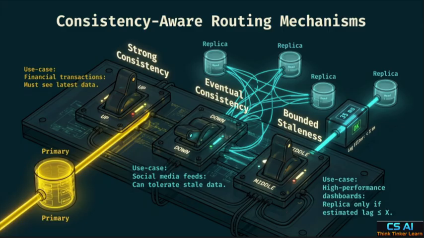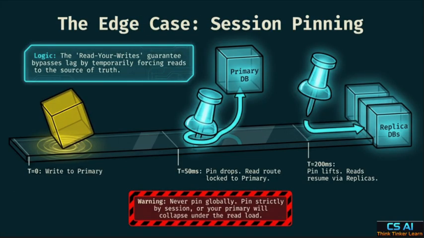As an architect, you need to be consistency-aware. Think of it as a set of switches. Strong consistency forces everything to the primary, essential for financial transactions. Eventual consistency allows reads from any replica, perfect for social media feeds. The middle way is bounded staleness. We only route to the replica if the estimated lag is below a certain threshold, like 35 milliseconds. This is the best choice for high-performance dashboards.